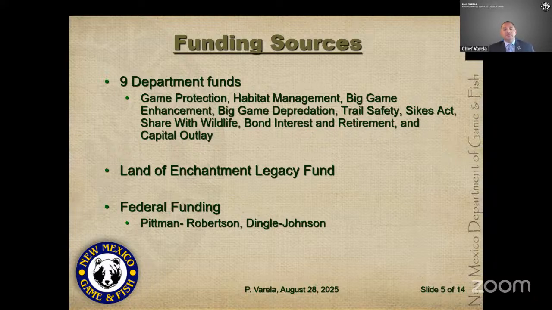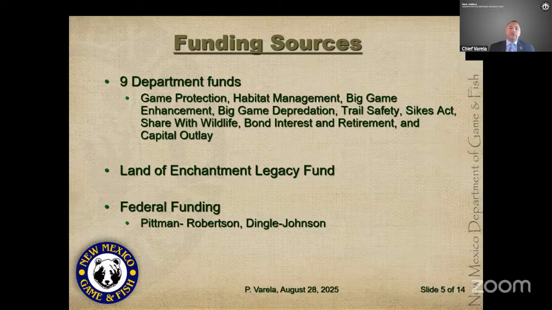The 2 biggest funds, which are mostly described in our audit, is the Game Protection Fund and the Big Game Enhancement Fund. Beginning in fiscal year 2025, we received money from the Land of Enchantment Legacy Fund. In 2025, we received $2.75 million. In 2026, we received $3.15 million.